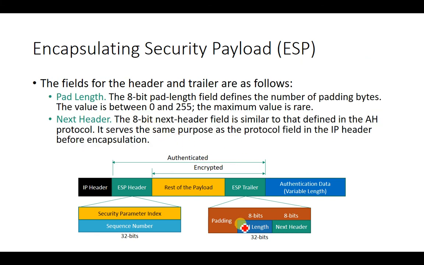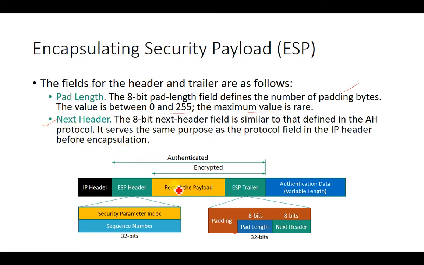Then next comes the pad length. So what is pad length? It specifies how many pad bytes have been added. The 8-bit pad length field defines the number of padding bytes. So how many bytes of zero padding have been added to the entire packet is represented by your pad length. The value is between 0 and 255. Generally the maximum value is not used, it is rare.